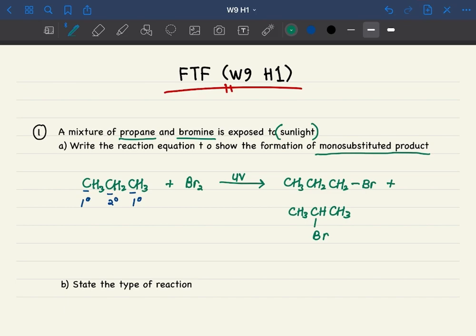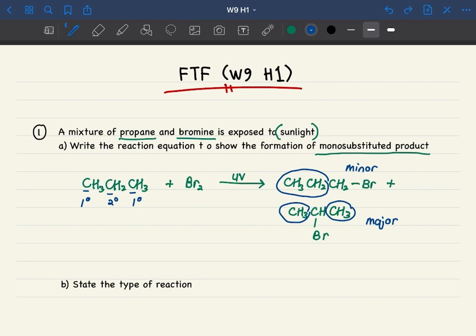Between these two, which will be the major and which the minor? We're going to look at the stability of the carbon. The carbon in the first product is a primary carbon because it is attached to one alkyl group, while the carbon bearing the Br in the second has two alkyl groups attached to it. So the first one is going to be the minor product, while the second one is going to be the major product.